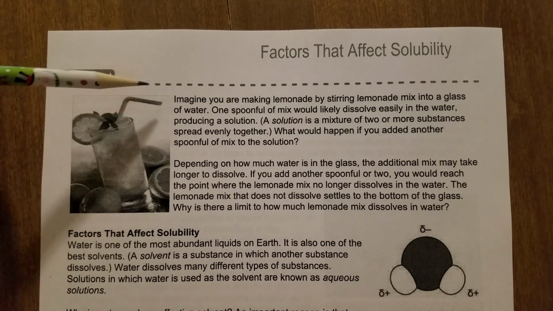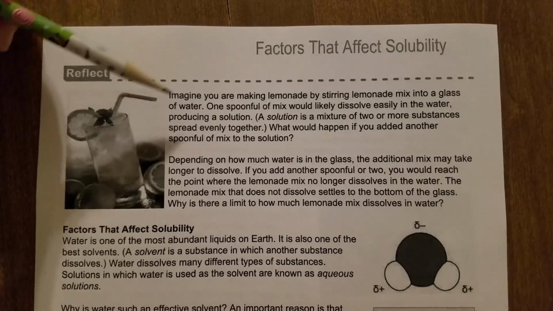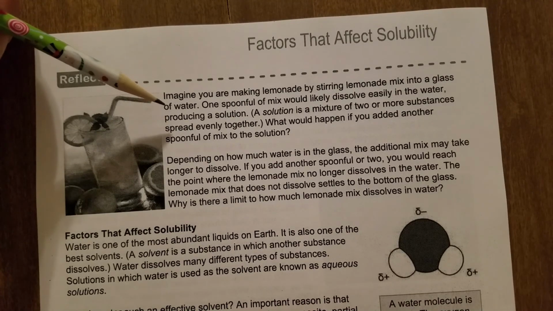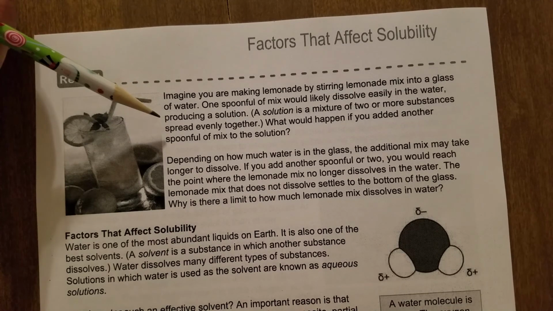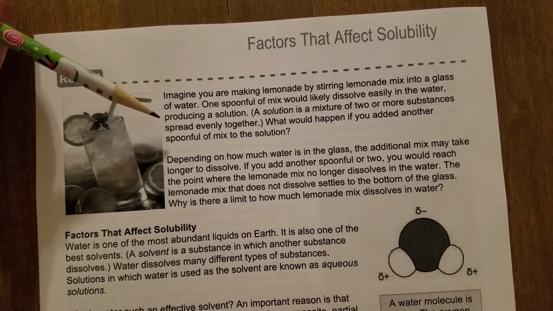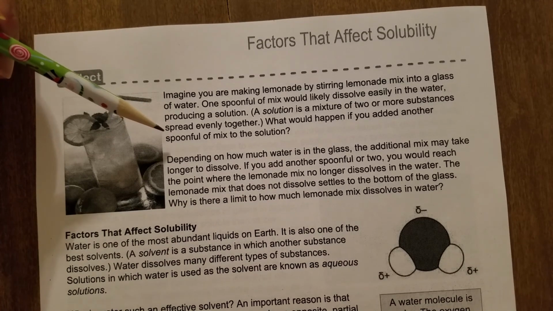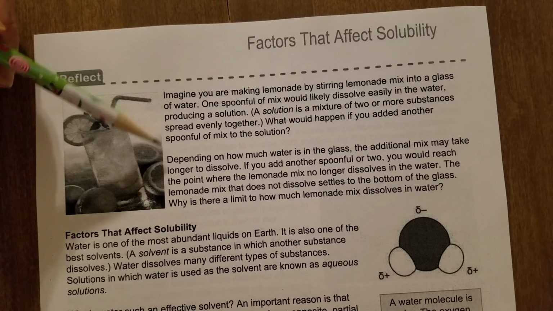Reflect. Imagine you are making lemonade by stirring lemonade mix into a glass of water. One spoonful of mix would likely dissolve easily in the water, producing a solution. A solution is a mixture of two or more substances spread evenly together. What would happen if you added another spoonful of mix to the solution?